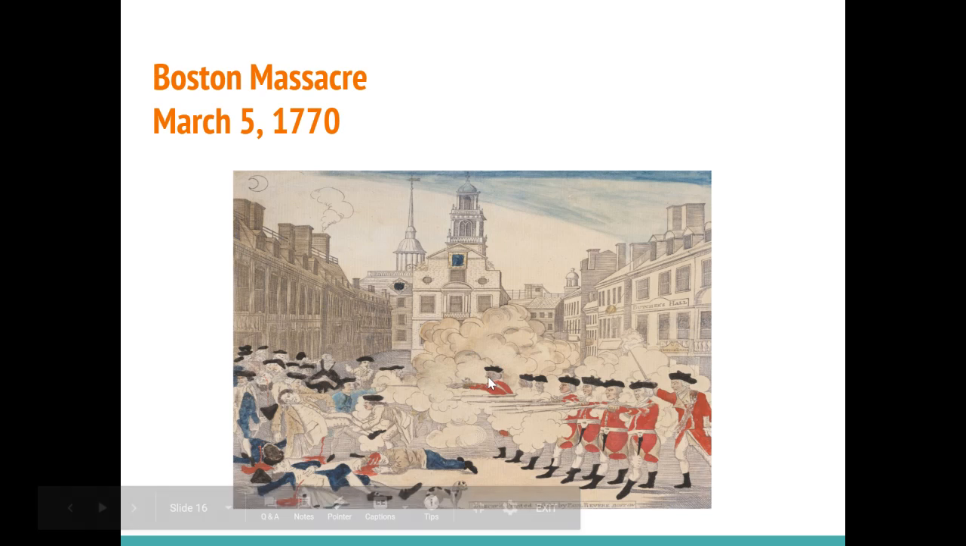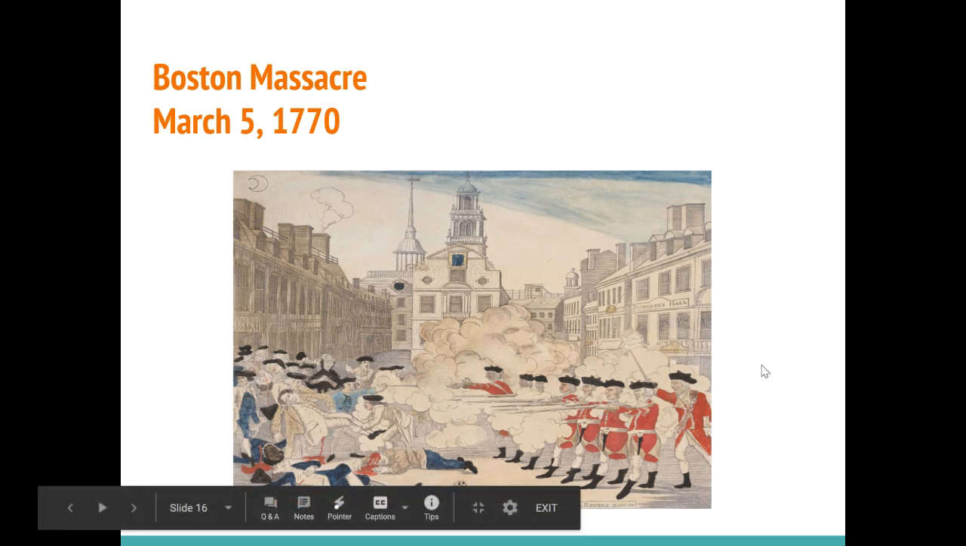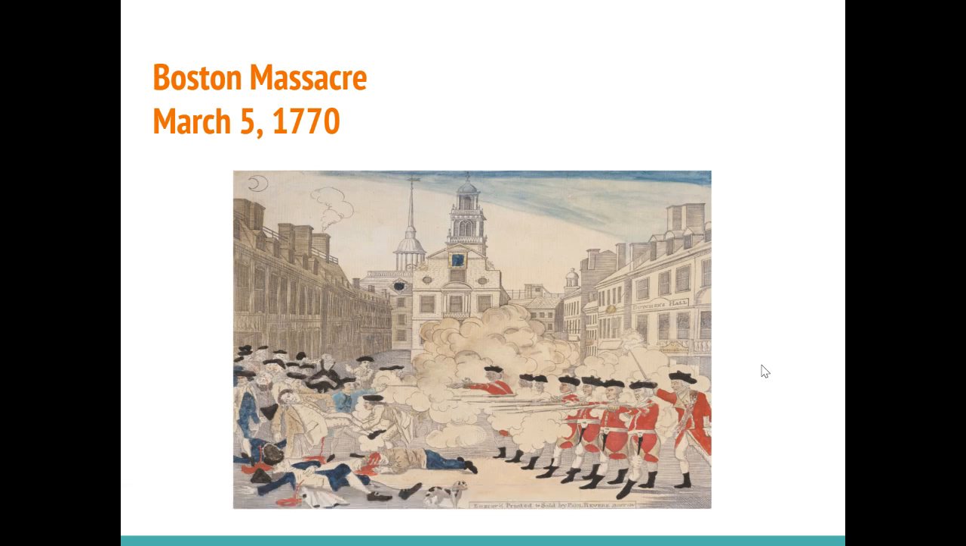This famous engraving was illustrated by Paul Revere of the Boston Massacre, and it's a great example of propaganda because it shows the British soldiers firing upon innocent, unarmed colonists. There's some dispute over whether that's actually how it went down, but this is what the other colonies saw, and it made the colonists even angrier at the British.